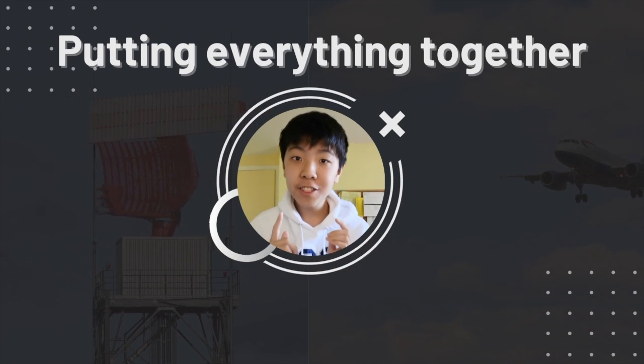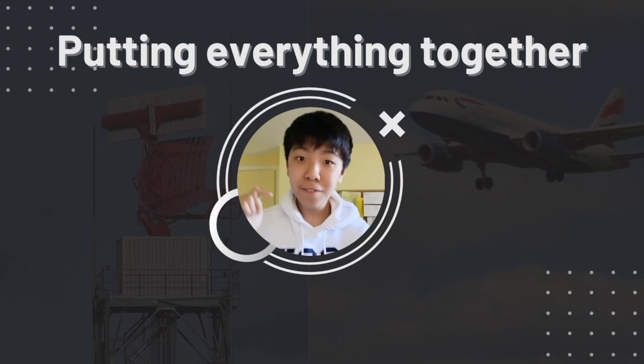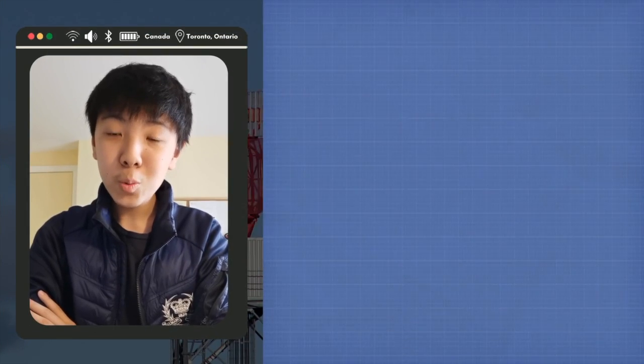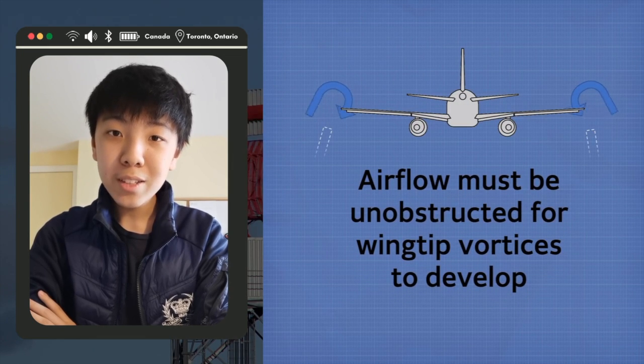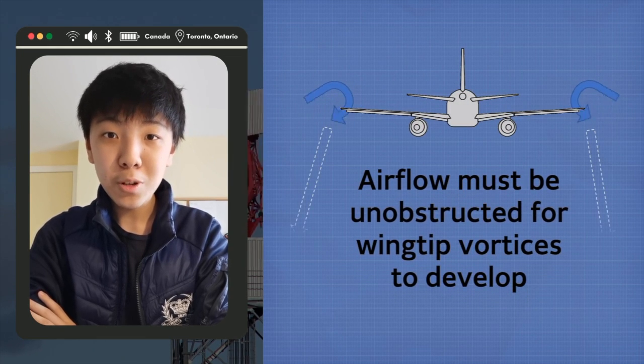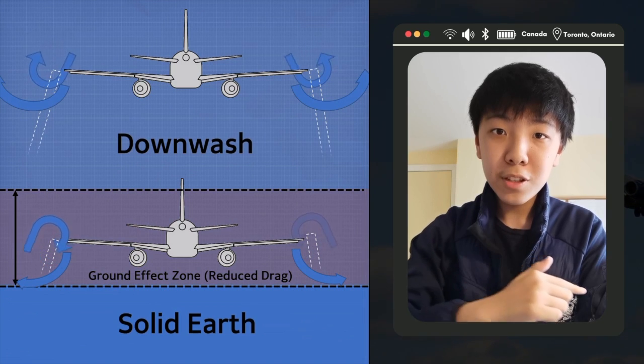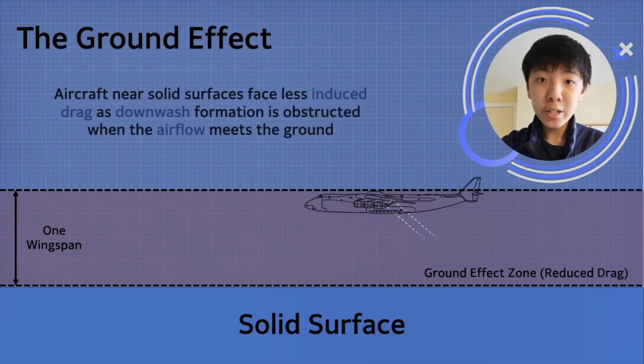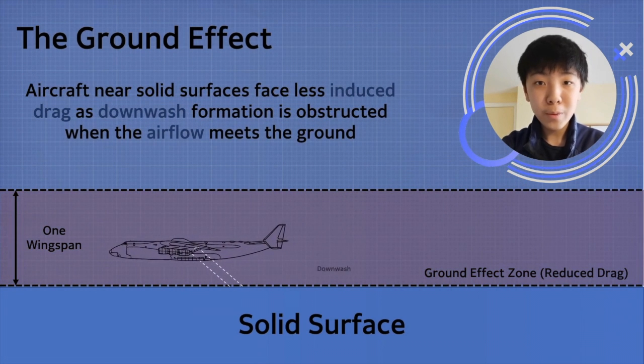Now let's imagine the same scenario, except this time the aircraft is near the ground, either during landing or takeoff. Well, downwash, which causes induced drag, requires that the airflow be deflected downwards unobstructed. But when the aircraft is flying close to the ground, downwash can't be fully formed, because, well, the ground is in the way. In other words, there's not enough space for wingtip vortices and downwash to fully form, because the ground is obstructing the airflow.